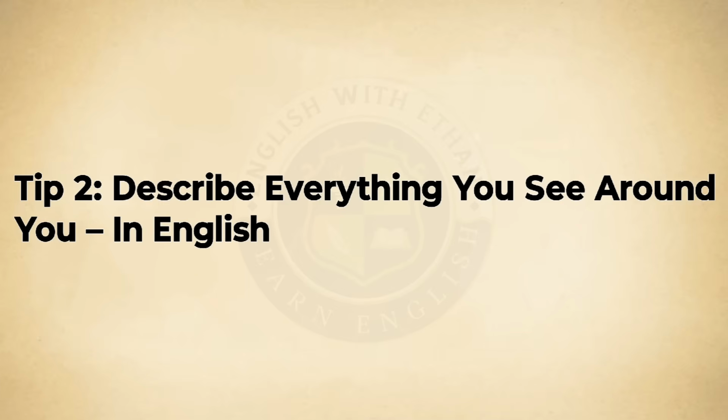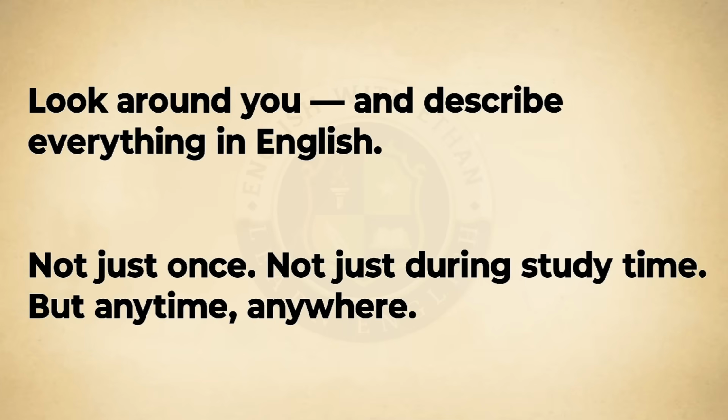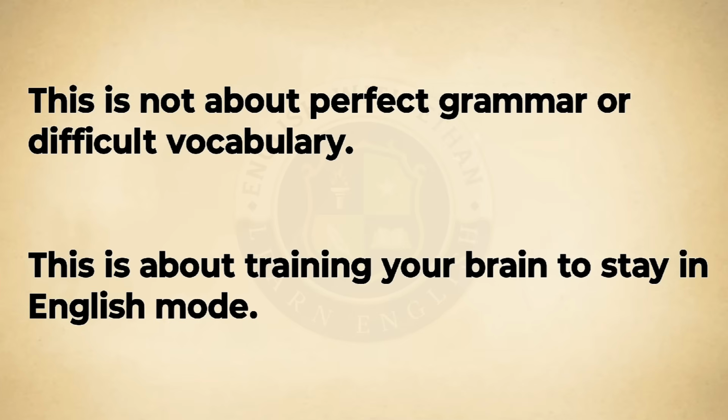Tip 2. Describe everything you see around you. In English. What this tip means. To think in English, you need to make it part of your daily life. One of the best ways to do that is this. Look around you and describe everything in English. Not just once, not just during study time, but anytime, anywhere. This is not about perfect grammar or difficult vocabulary. This is about training your brain to stay in English mode.